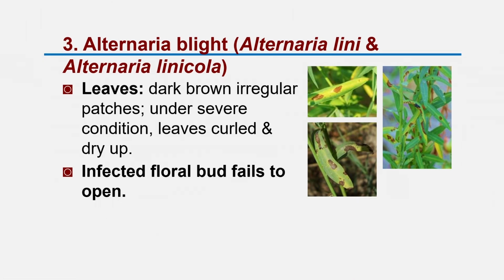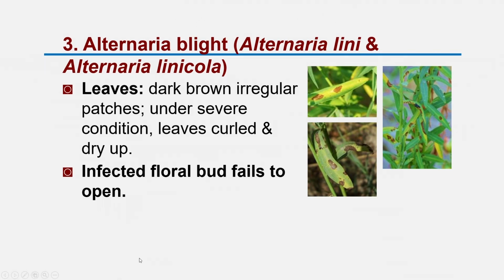Alternaria linii is the scientific name, and another organism is Alternaria linicola. So, these two organisms may cause Alternaria blight in linseed crop. So, what are the symptoms? Leaves will have dark brown irregular patches. Under severe condition, leaves curl and dry up. So, you can see on the extreme right side picture that curling of the leaves is happening, and you can see the spots here.